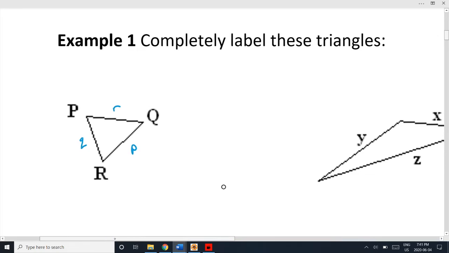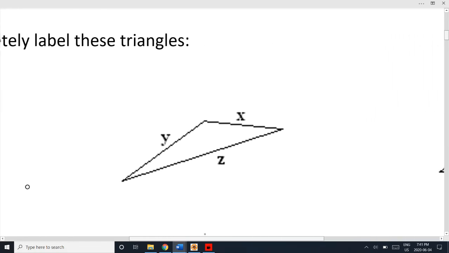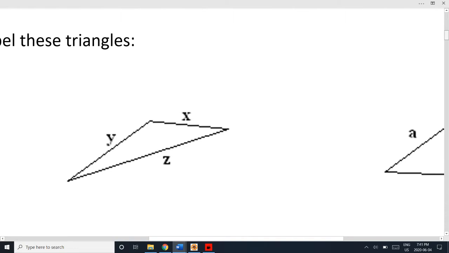Let's try another example. Here we're given all the sides, x, y, and z. We know x, this side, is going to be opposite the vertex X. y is going to be opposite the vertex Y. I'll write that in a capital letter. And z, side z, is opposite of vertex Z.